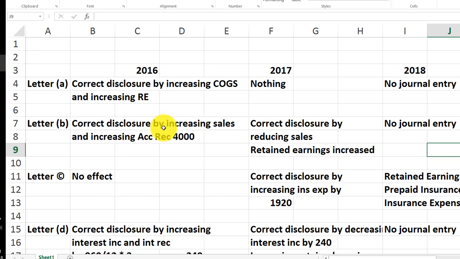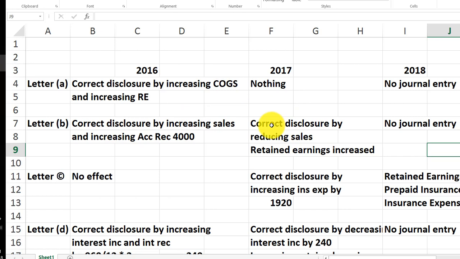Now, of course, any increase in sales is also going to increase retained earnings, okay, on the balance sheet. So anything we do to the income statement is also going to affect the balance sheet in that regard. So that's what the disclosure will be. Again, not a journal entry per se, although you need to make sure your financial statements still balance.